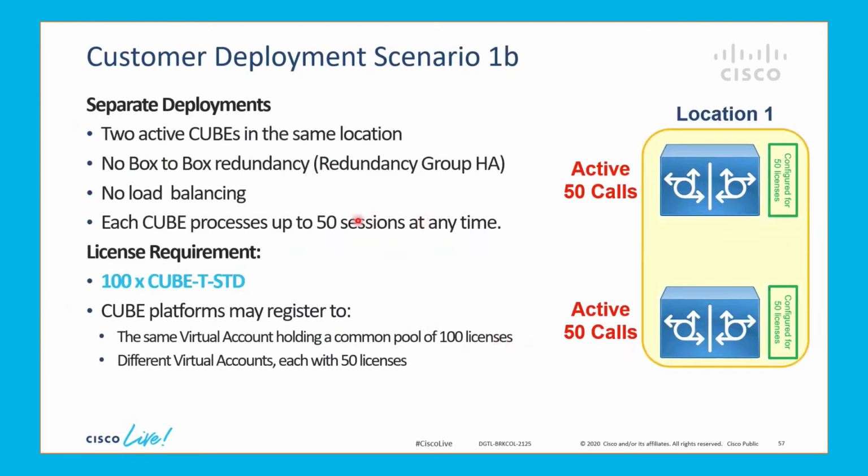Scenario 1B, both of these Cubes are in the same location. Each is expected to handle 50 calls, no load balancing, no box-to-box redundancy. Each Cube processes 50 calls at any given time. Your smart account holding a pool of 100 licenses can be used in this setup.